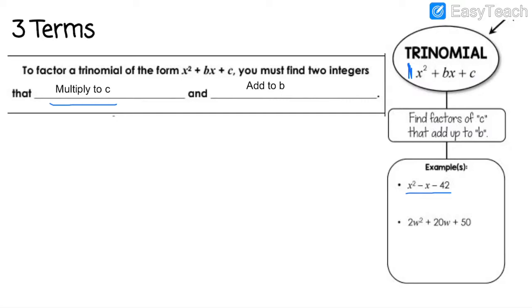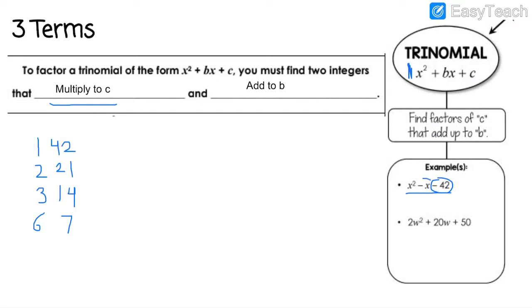So I'm going to start by just writing out what gives me 42. So I have 1 and 42, 2 and 21, 3 and 14, and 6 and 7. So all of these will multiply to give me a 42. But remember, we want a negative 42 because we have the minus sign there.